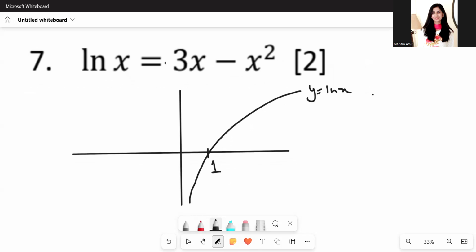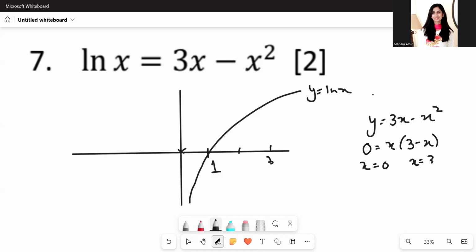Okay, now we need to draw the graph for y equals 3x minus x squared. I will quickly find the x-intercepts first by making y 0 and taking x common. So I'm getting x equals 0 and x equals 3 as my x-intercepts. So 0 is here, 1, 2, 3. 3 is here.